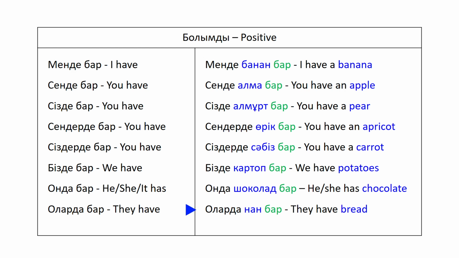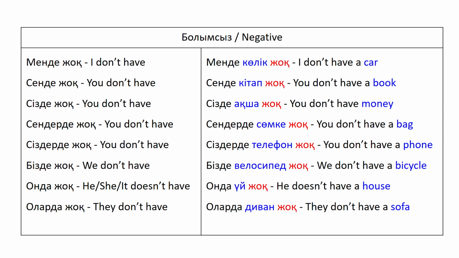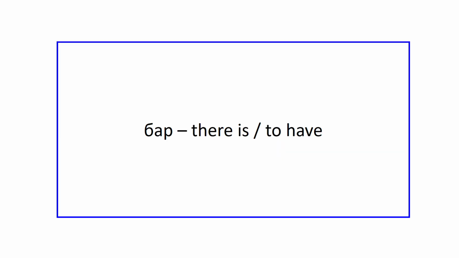Оларда нан бар. In order to make a negative sentence, we replace бар, which means exist, and have, there is, into жоқ, which means there is no, don't have, and doesn't exist.